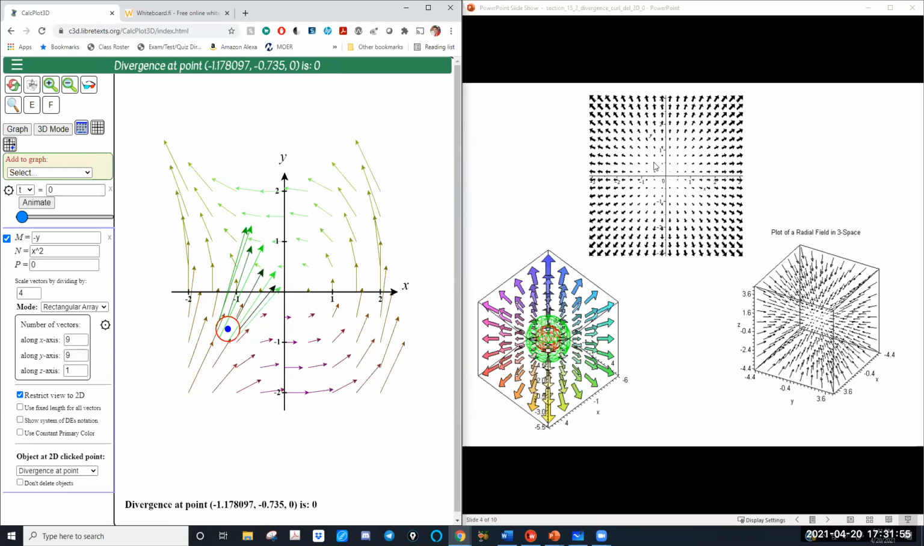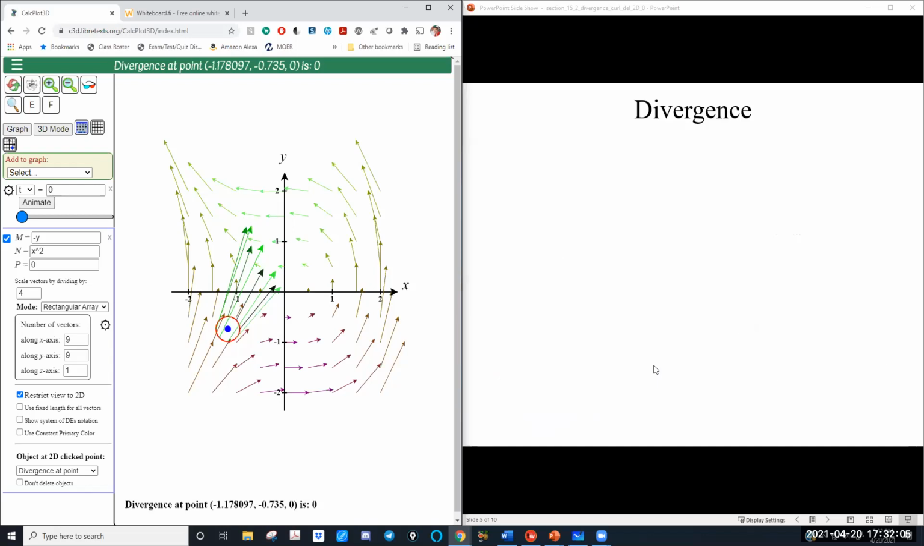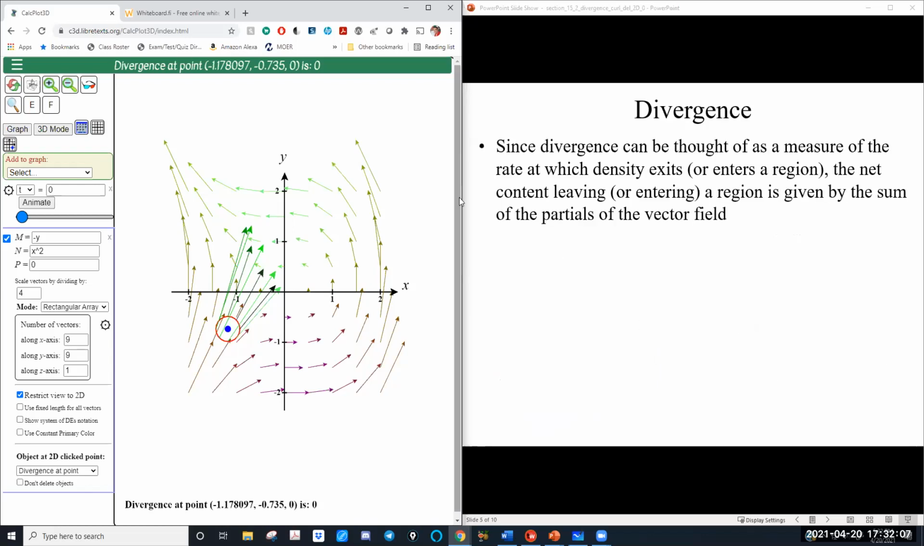Again, these are just examples of getting that idea of, okay, this would be a source, everything's pointing away. A sink, everything is pointing towards. Calculating the divergence is actually very easy because all we do is look at the partials of our vector field. For a 2D vector field, we take the i component with respect to x plus the j component with respect to y. The divergence is a scalar, so we just add them together and get a single number.